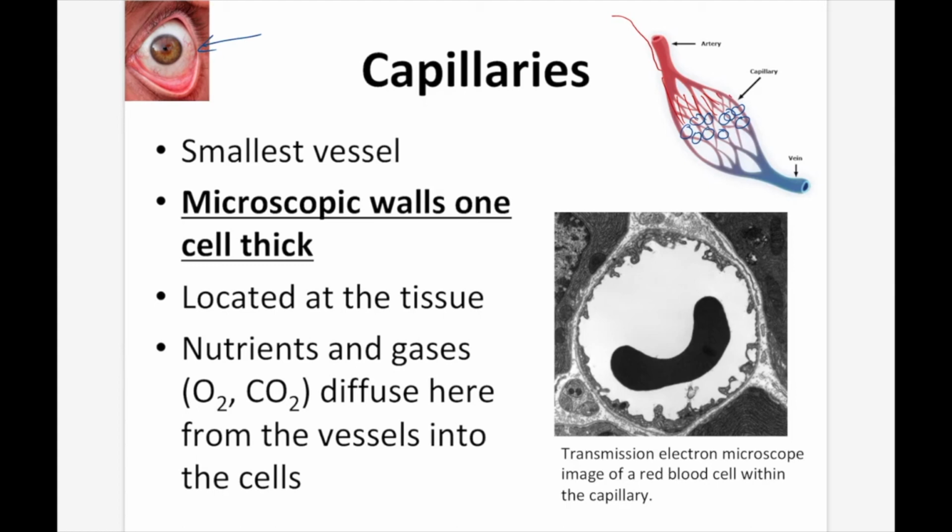Now, this is kind of a cool picture. So this is a transmission electron microscope image of a red blood cell within the capillary. So you can see how small it actually is. This one red blood cell is going to take up more or less the entire width of the capillary.